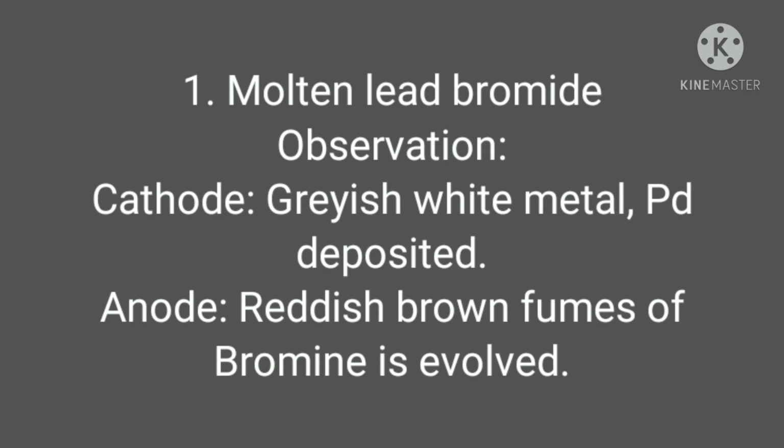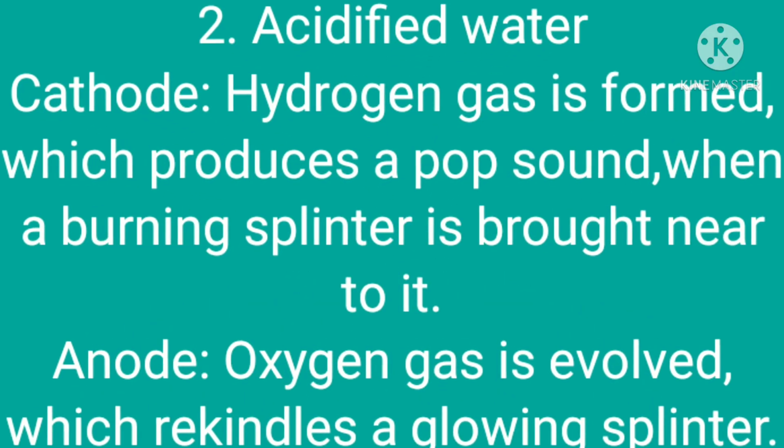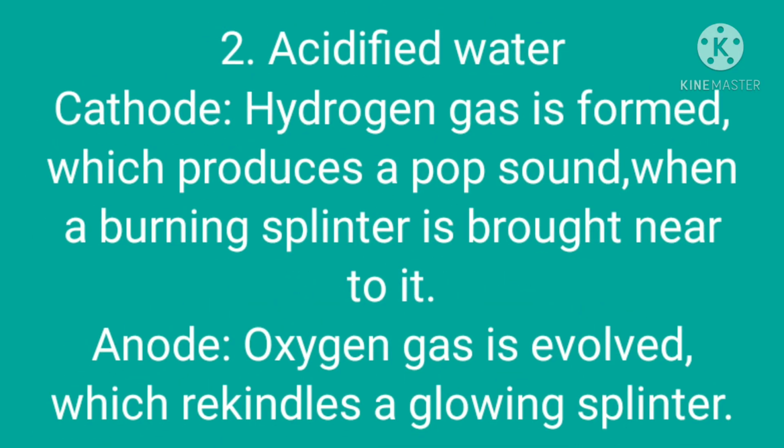Next, second one, the electrolysis of acidified water. Here the observation at cathode: hydrogen gas is formed, which produces a pop sound when a burning splinter is brought near to it. Anode, oxygen gas is evolved, which rekindles a glowing splinter. So the product at cathode is hydrogen gas, the product at anode is oxygen gas.